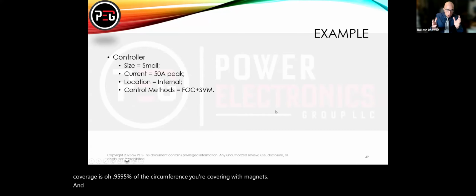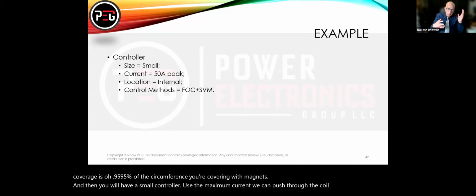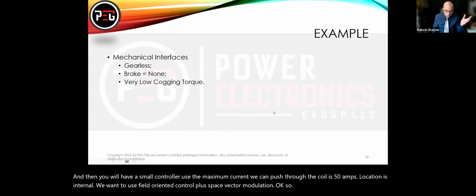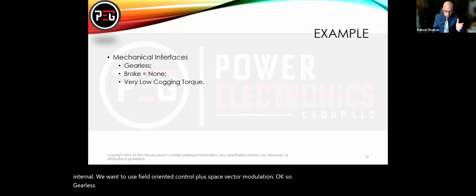And then you want to have a small controller. So the maximum current we can push through the coil is 50 amps. Location is internal. We want to use field-oriented control plus space vector modulation. Gearless, no brake, very low cogging torque.